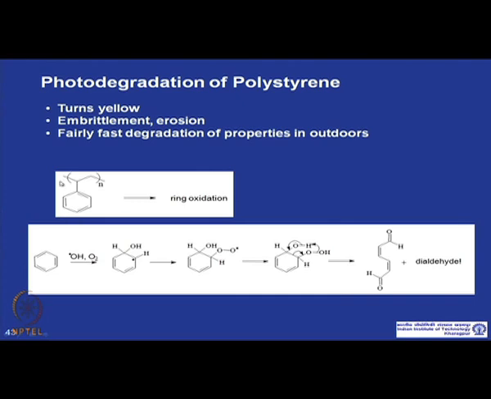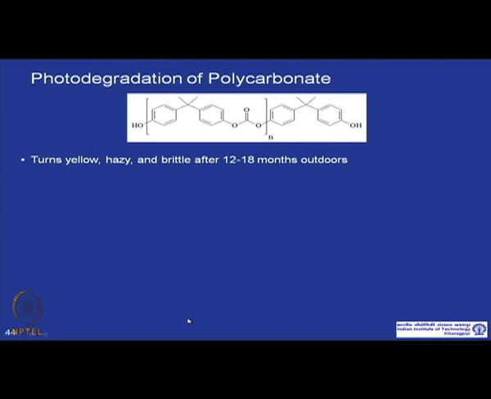In case of polystyrene, as we said, the presence of aromatic groups is basically responsible for absorption of UV light, and that actually causes ring oxidation, which can initiate the polymer degradation process as shown in this figure, and finally they can form these chromophores which are responsible for the yellowing of the polymer material.